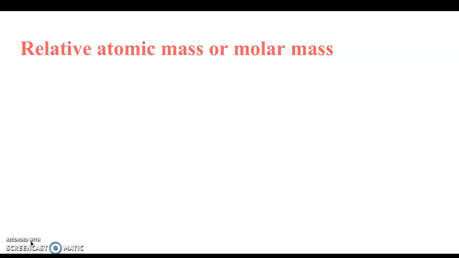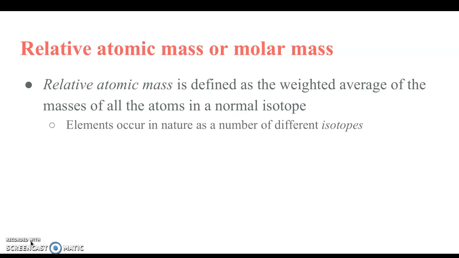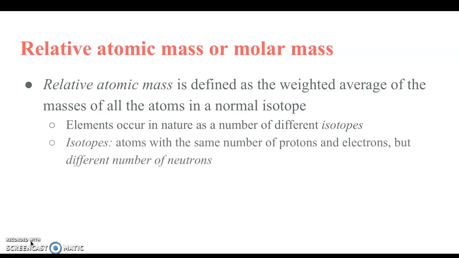Let's go over a few terms before we get started. Relative atomic mass is defined as the weighted average of the mass of all the atoms in a normal isotope. Elements occur in nature as a number of different isotopes. Just a reminder that isotopes are atoms with the same number of protons and electrons, but they have a different number of neutrons. Because they have a different number of neutrons, their mass number is going to vary.